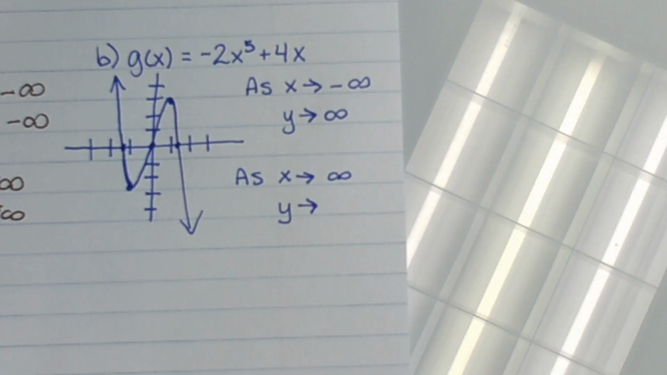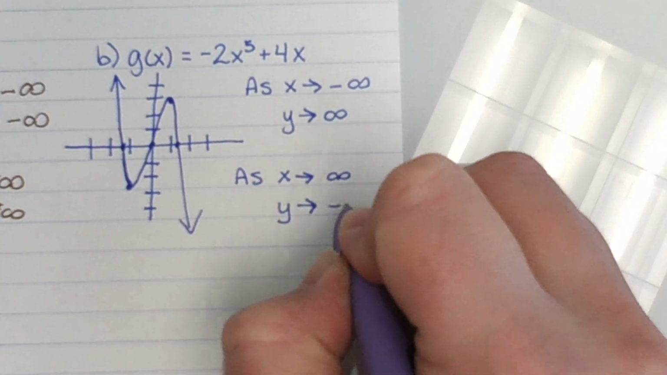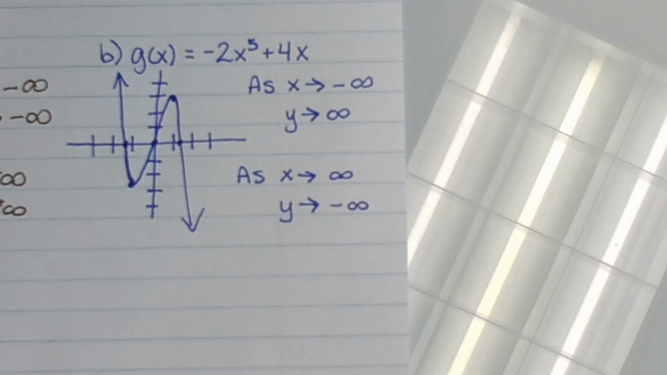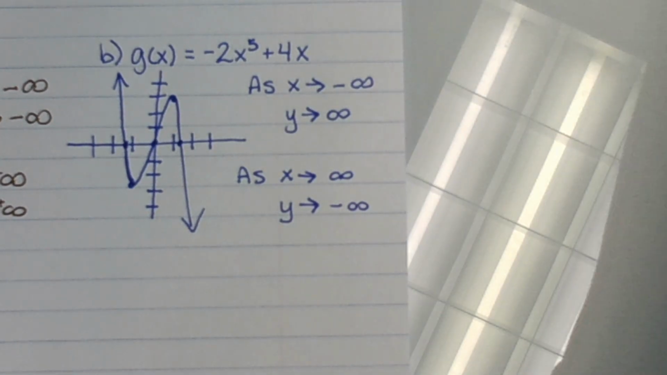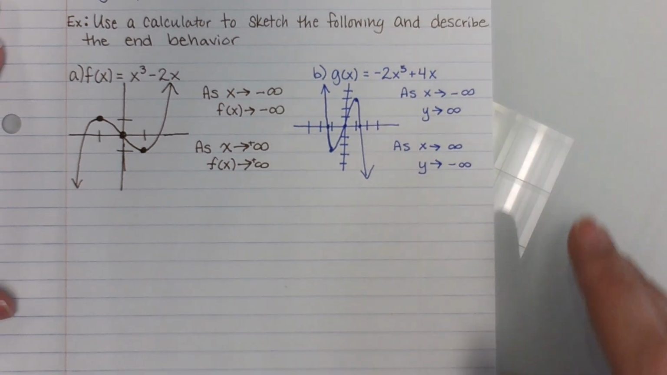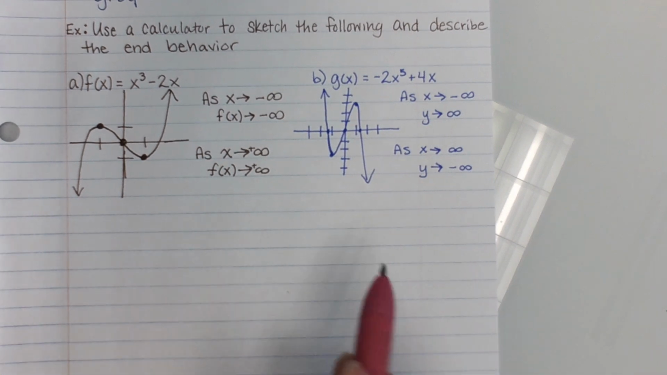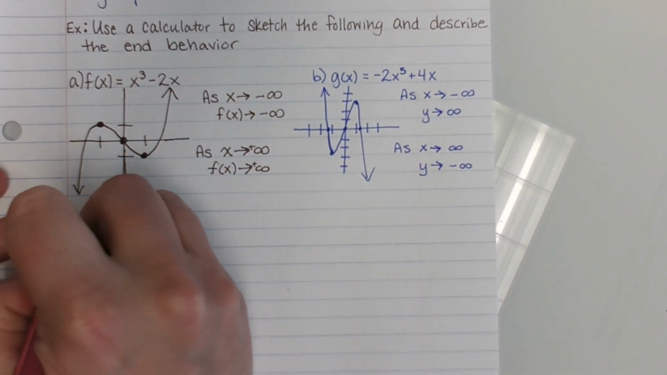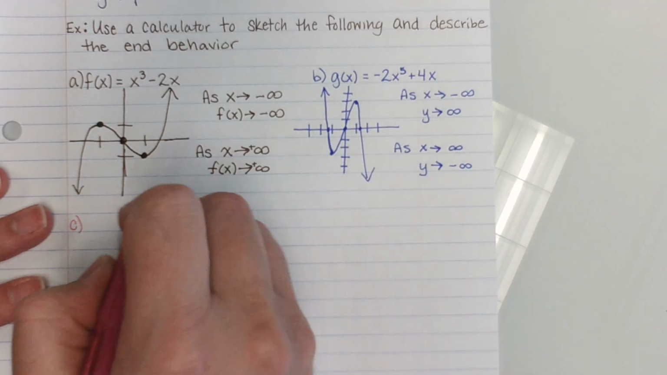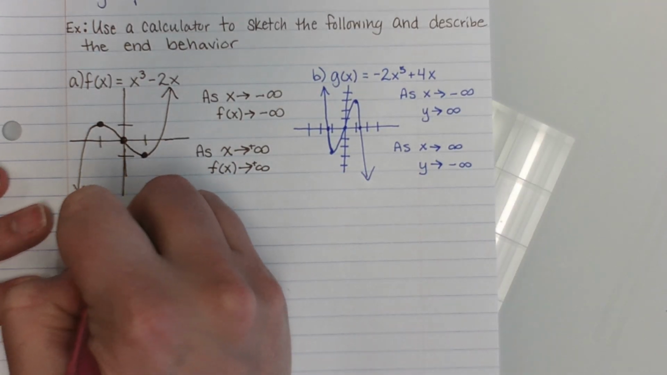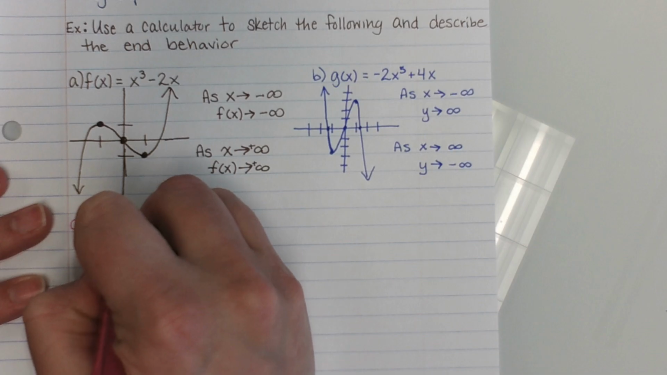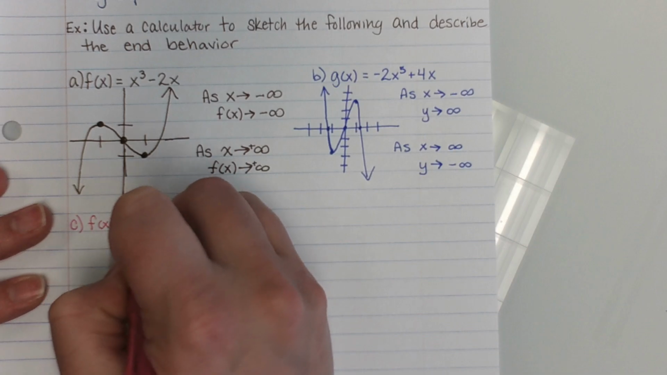For x going to infinity, I'm looking to the right. As I go to the right on my graph, what's happening with the up and down now? It's going down. Going downwards. Towards negative infinity. I'm going to have you try these couple out on your own.